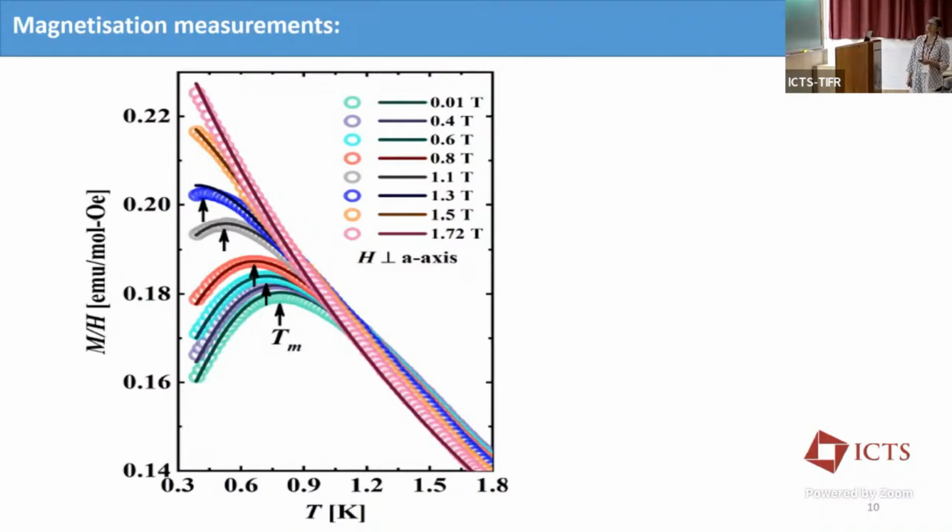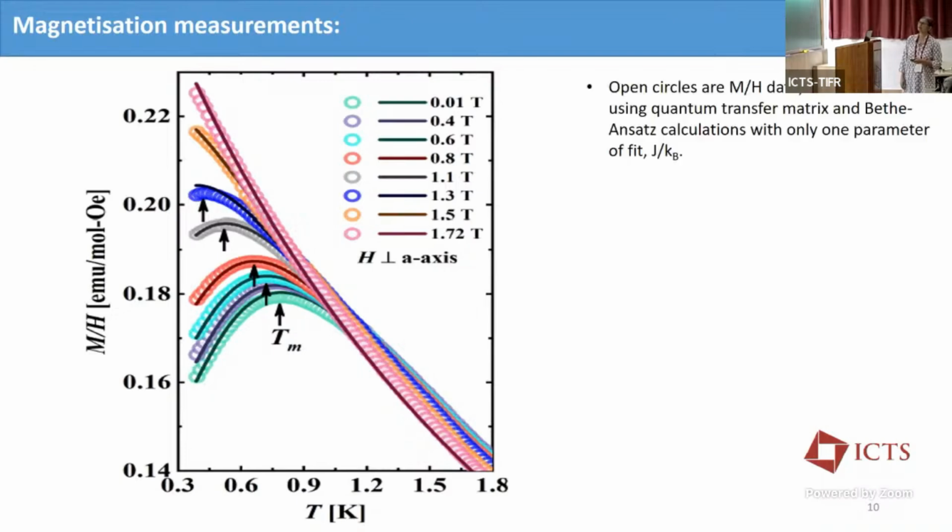So the first thing that you see is a low temperature peak at some temperature Tm. As I keep increasing the value of the field, you see that this peak keeps shifting towards the left, which is what is expected from theory. The black lines that you see are theory calculations. They are done by Bethe Ansatz with only one fit parameter, J by Kb.